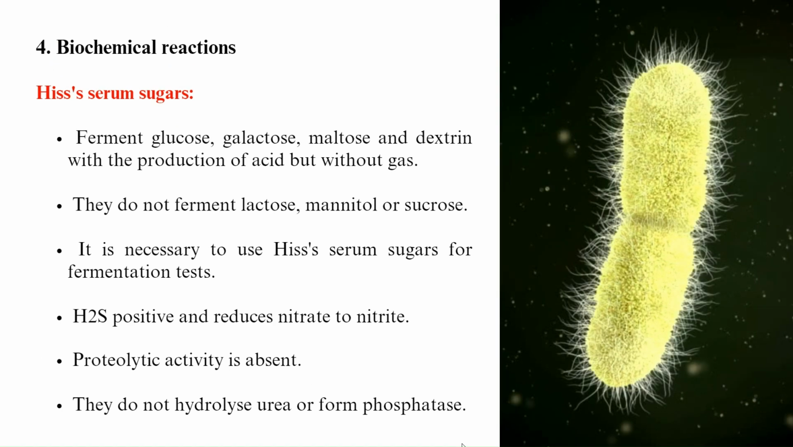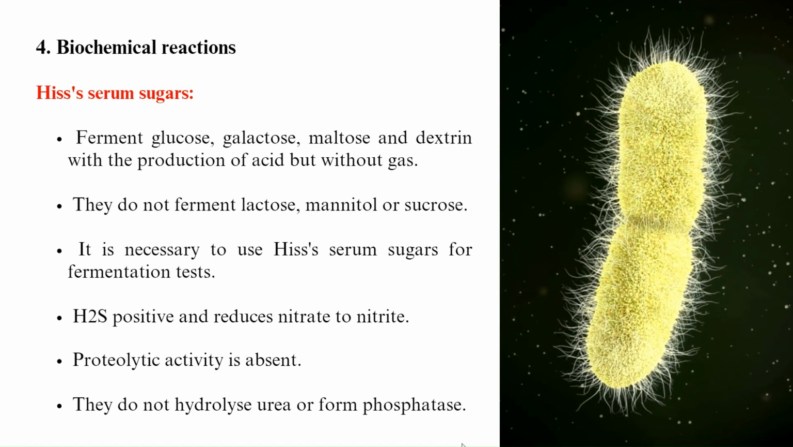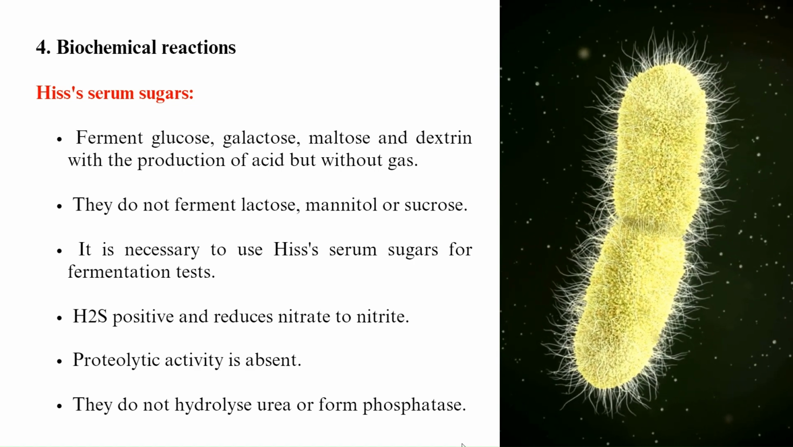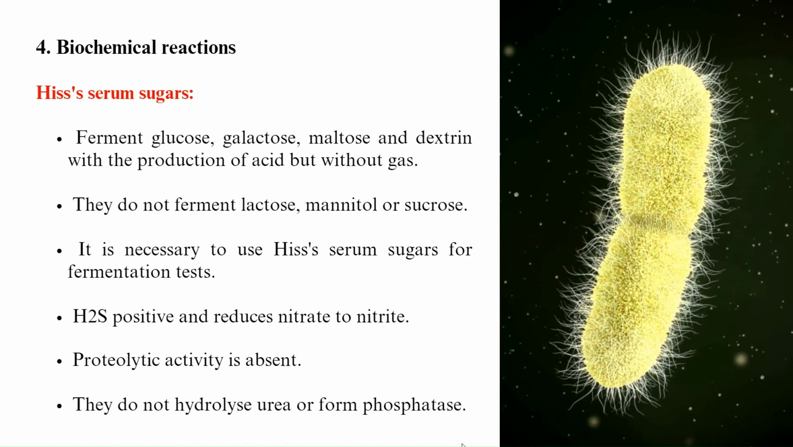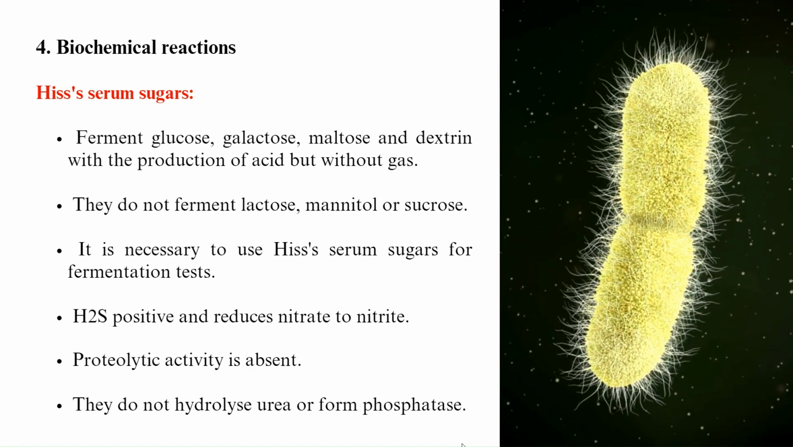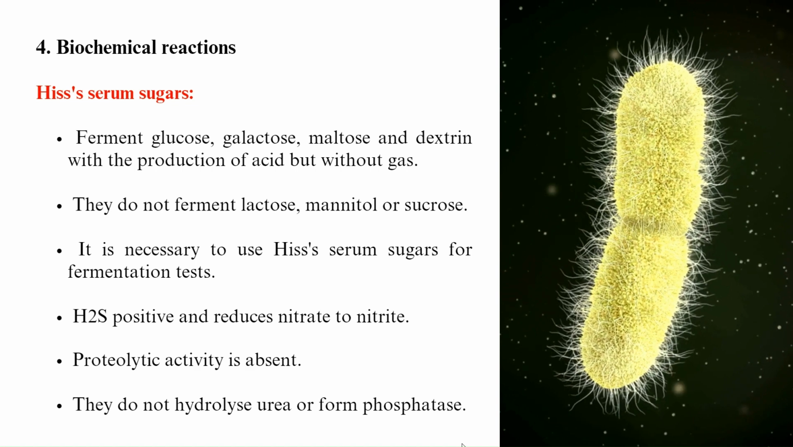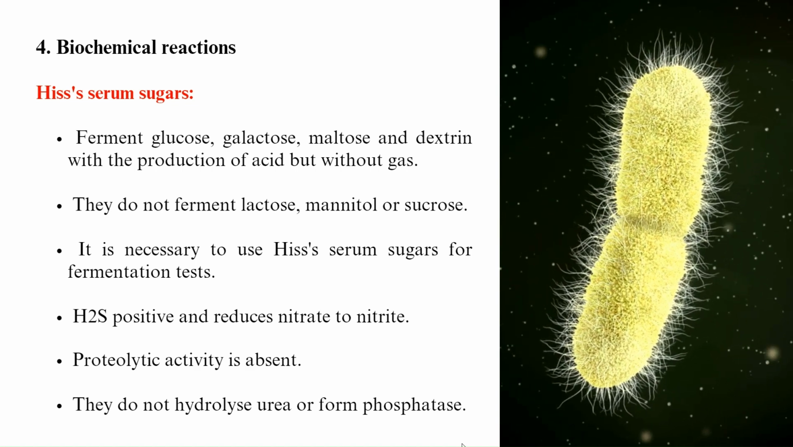Biochemical reactions. Hiss's serum sugars ferment glucose, galactose, maltose, and dextrin with the production of acid but without gas. They do not ferment lactose, mannitol, or sucrose. It is necessary to use Hiss's serum sugars for fermentation tests. They are H2S positive and reduce nitrate to nitrite. Proteolytic activity is absent. They do not hydrolyze urea or form phosphatase.